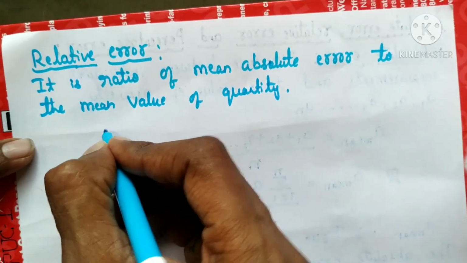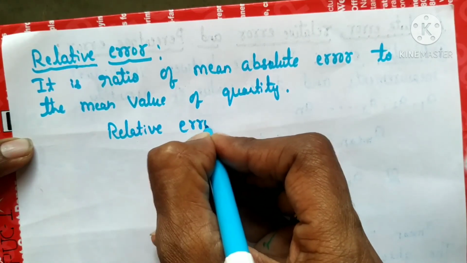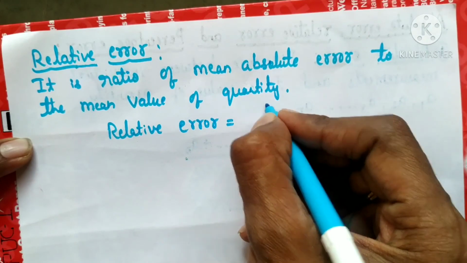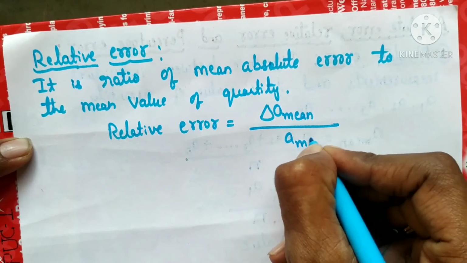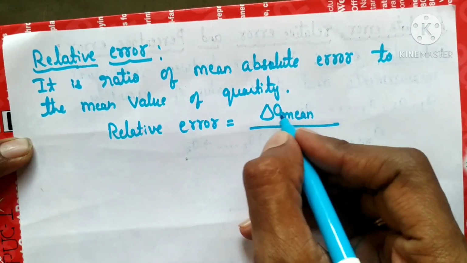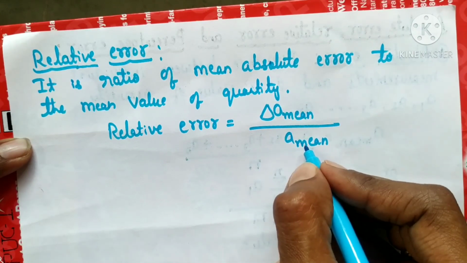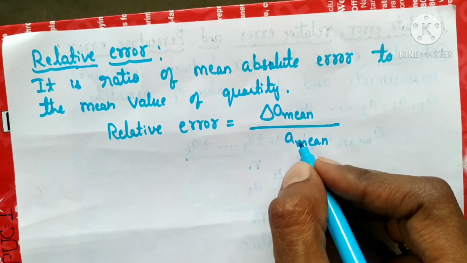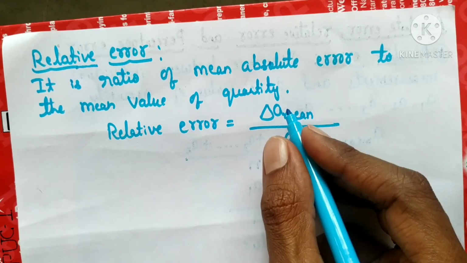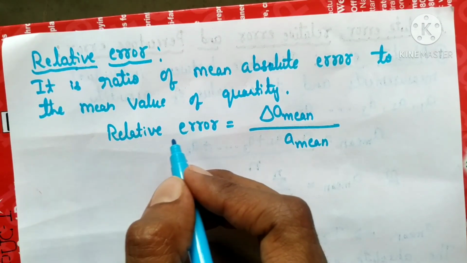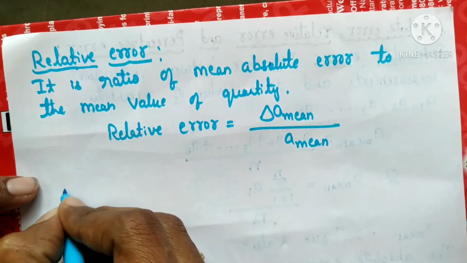Okay. Mathematically we can express it as relative error equals delta A mean divided by A mean. Here delta A mean is the mean absolute error, and A mean is the mean value of the physical quantity, or you can call it the true value of the physical quantity. If you take their ratio, that is the relative error.